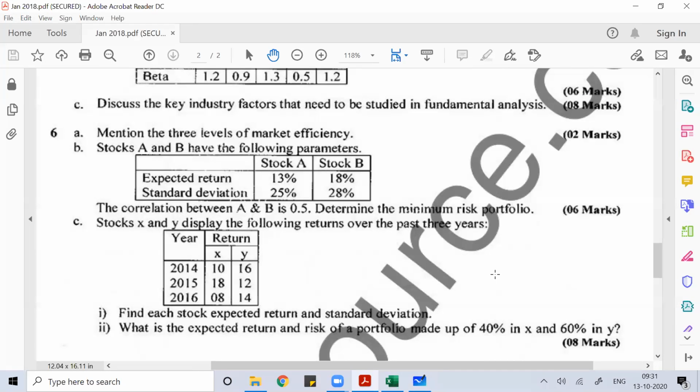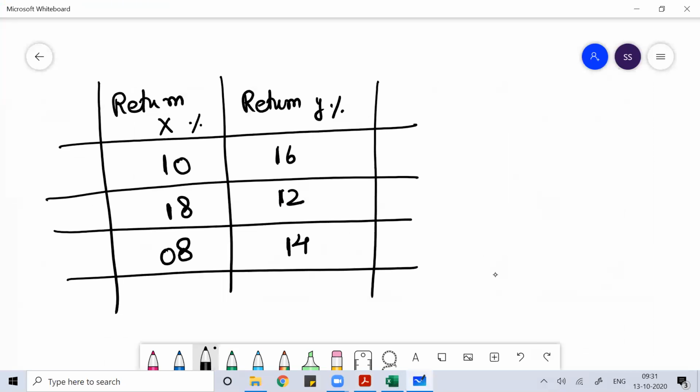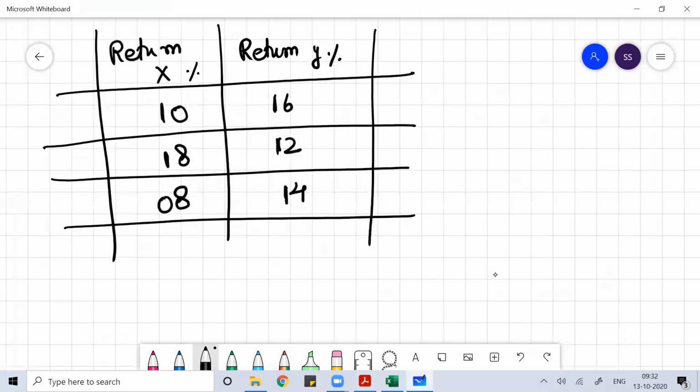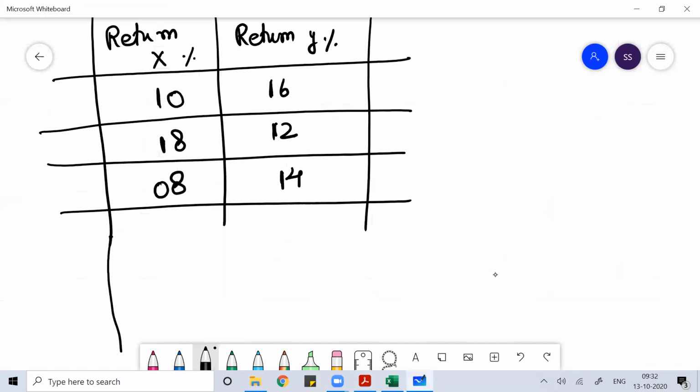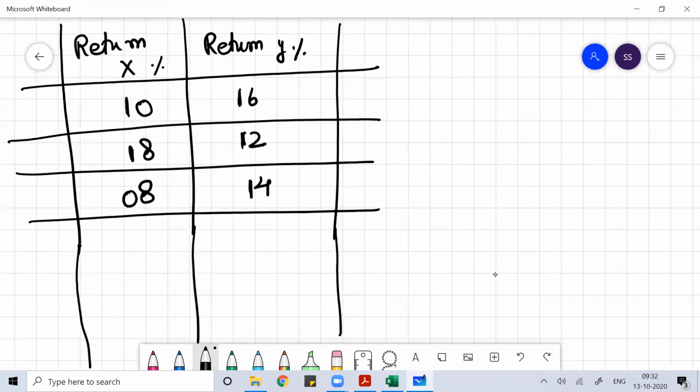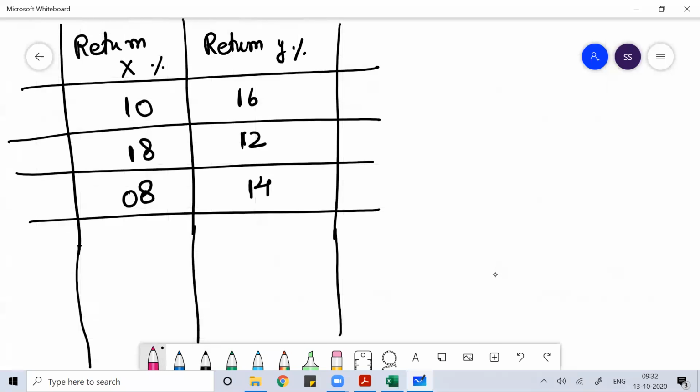Find each stock's expected return and standard deviation. Now this data is given to us: two stocks, stock X and stock Y. So I can find the sum. What is the sum? I get 36 here. Here the sum is 42.